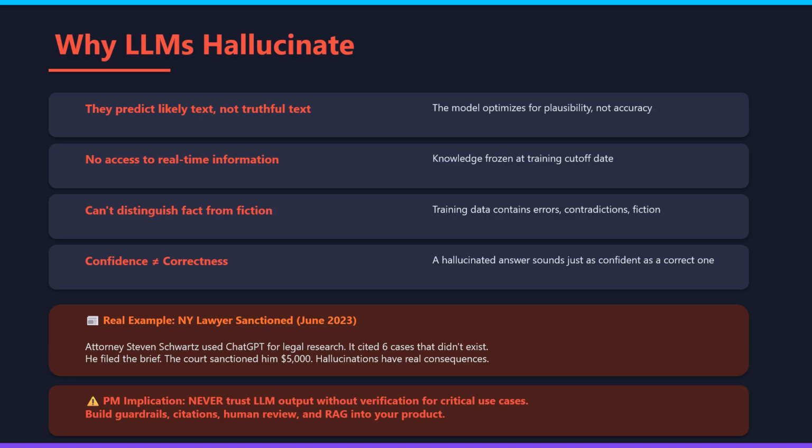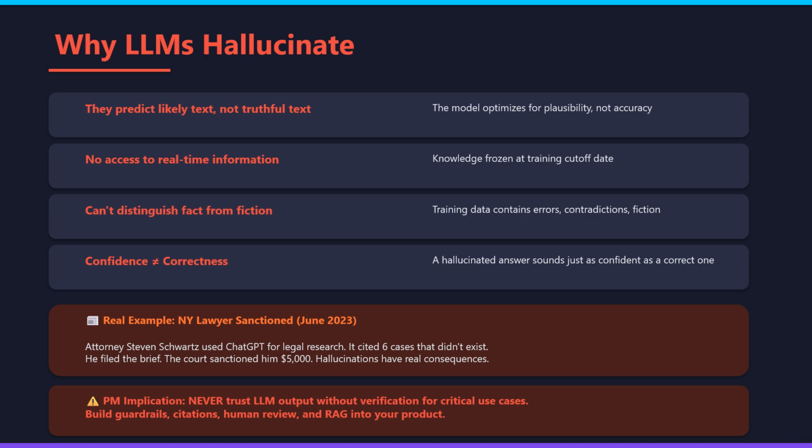Okay. Now look at the real world example on the screen. June 2023, a New York lawyer, Stephen, used ChatGPT for legal research. It cited six cases that didn't exist. Okay, he filed the brief. The court sanctioned him some $5,000. Okay, hallucinations have some real consequences.